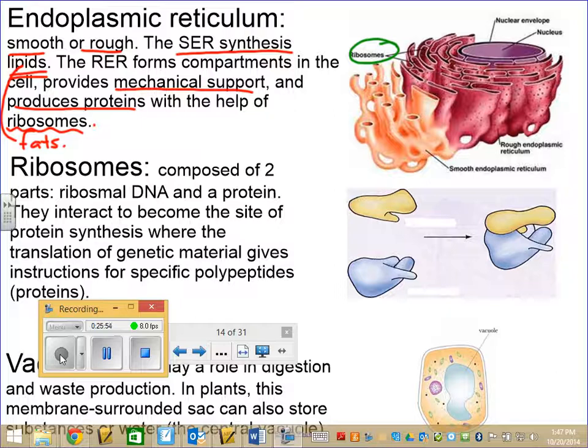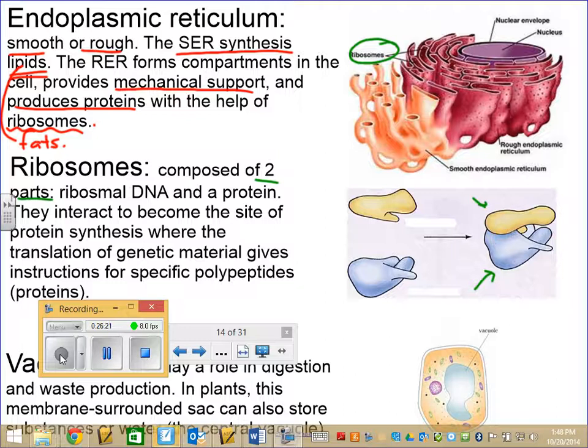Now the next thing on the list is ribosomes. And you'll see that the description for what a ribosome does is really sciencey sounding. It has lots of very fancy words in it. So I'm going to try to simplify it so that you can see what the main idea is. A ribosome is something that's composed of two parts. So there's one, there's the other.